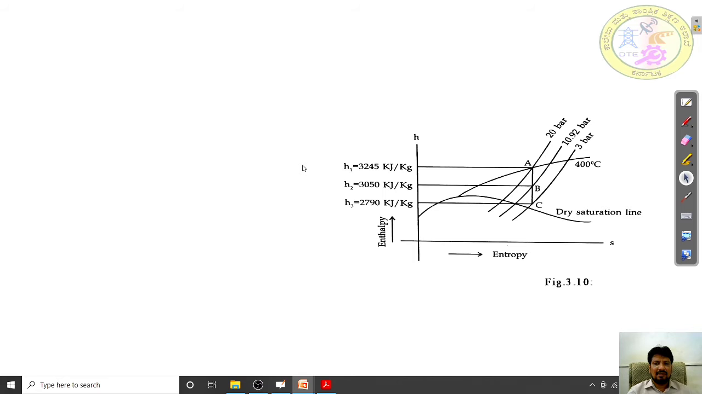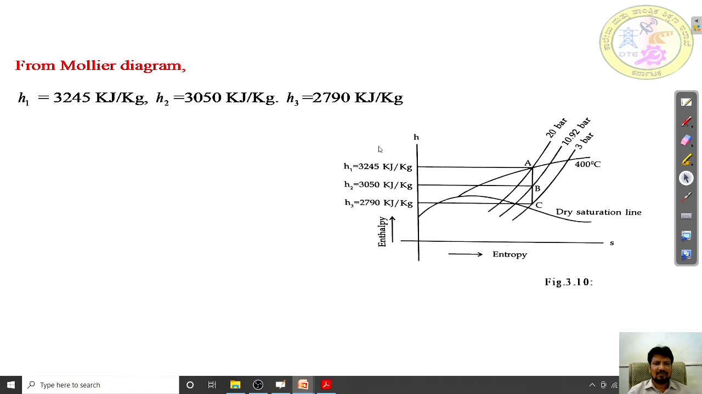Now from the enthalpy entropy diagram, or the Mollier diagram, find the points A, B and C. So how to mark the points A, B and C? We know the initial pressure is 20 bar and the superheated temperature is 400 degrees centigrade. Where the temperature line and the pressure line meet, that is the point A, and this point A, from the enthalpy side, is your H1 value.